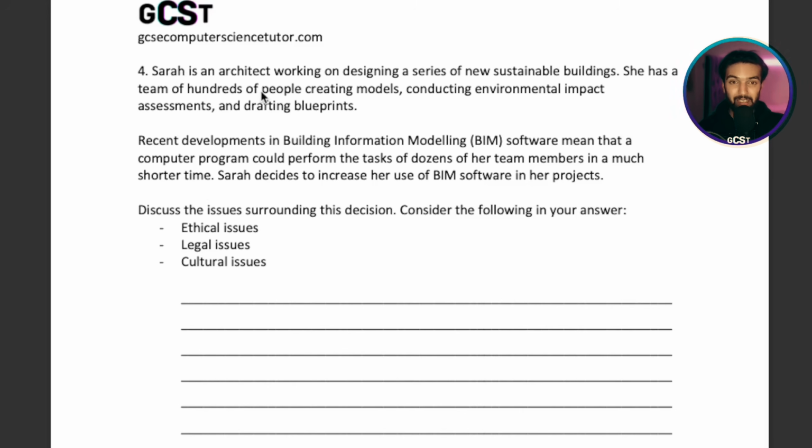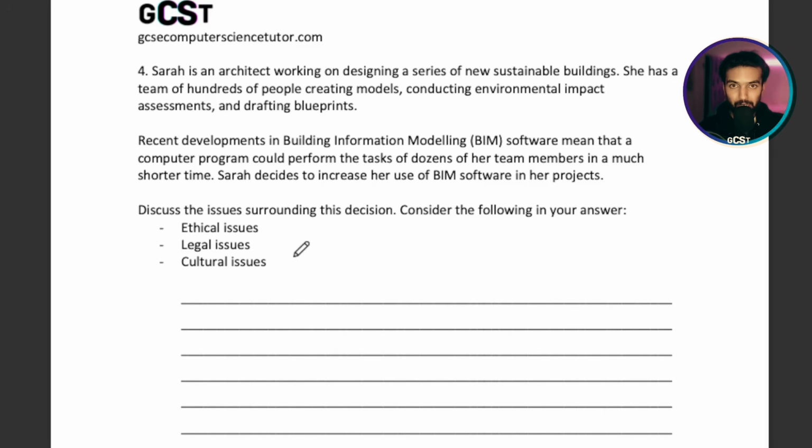Sarah is an architect working on designing a series of new sustainable buildings. She has teams of hundreds of people creating models, conducting environmental impact assessments, and drafting blueprints. Recent developments in building information modeling, BIM, software mean that a computer program can perform the tasks of dozens of her team members in a much shorter time, a bit like the new AI wave. Sarah decides to increase her use of BIM.